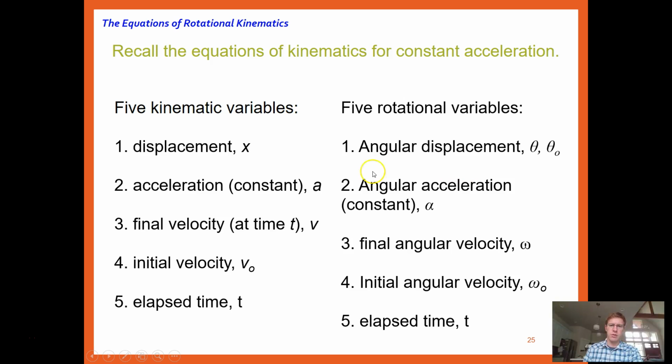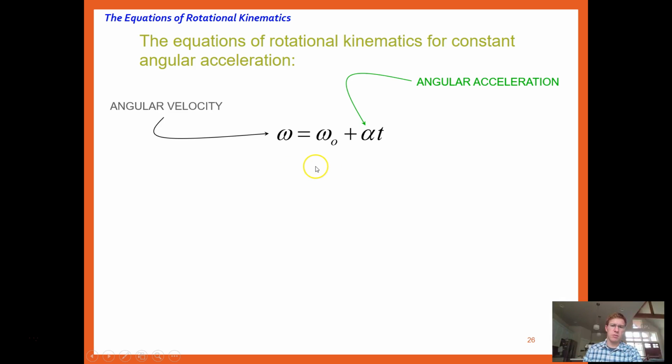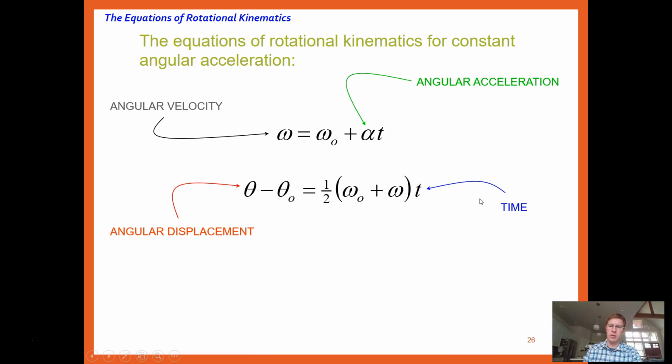So guess what? Just like back in chapter 2, we get to have different equations of motion. So you'll see that we have very similar equations of motion to what we had before. Final angular velocity equals initial angular velocity plus angular acceleration times time. Angular displacement equals 1/2 initial angular velocity plus final angular velocity times time, just like we've seen before. And same thing with our other equations. Angular displacement is just going to be represented by theta in these two, but you could also have theta minus theta initial for angular displacement.